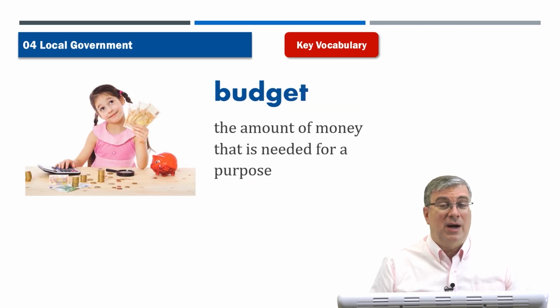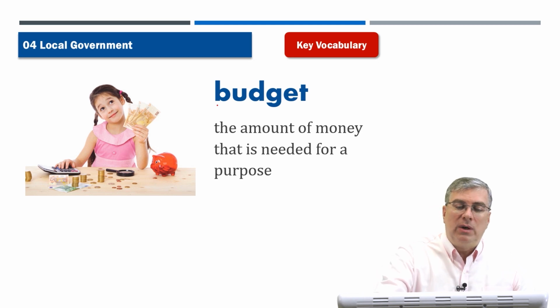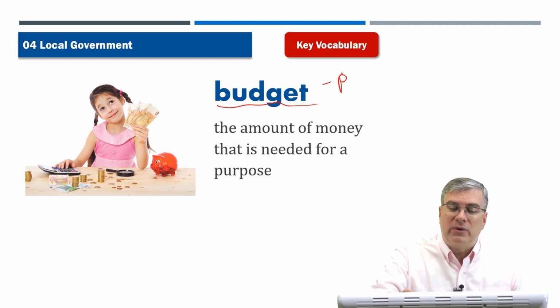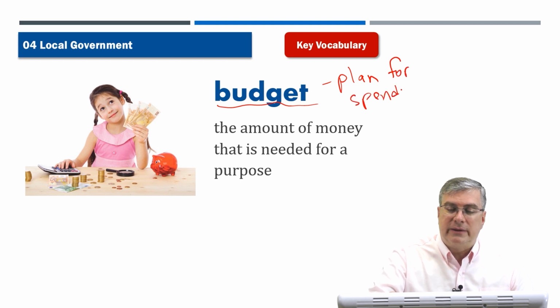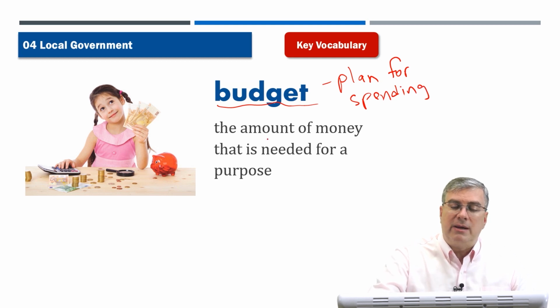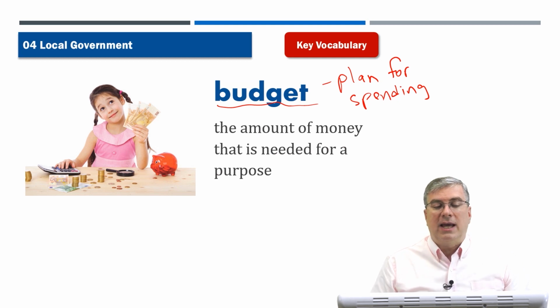Budget. So you have to be careful with money, right? And you need to make a plan for spending. Budget really is a plan for spending money. A plan for spending, I'll just put spending because obviously money. Spending, a plan for spending. So it's also the amount of money that is needed for a purpose.